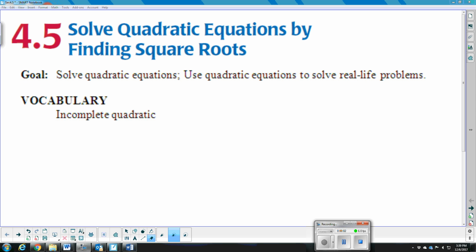Hi ladies, this is lesson 4.5. It's solving quadratic equations by finding square roots.